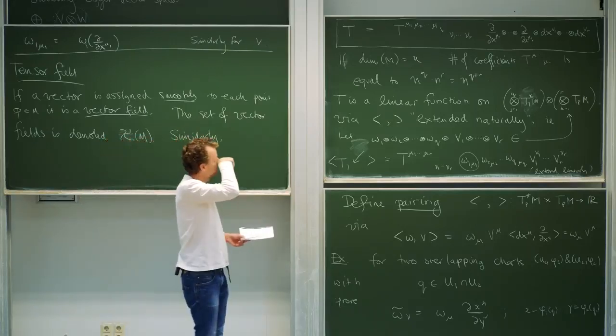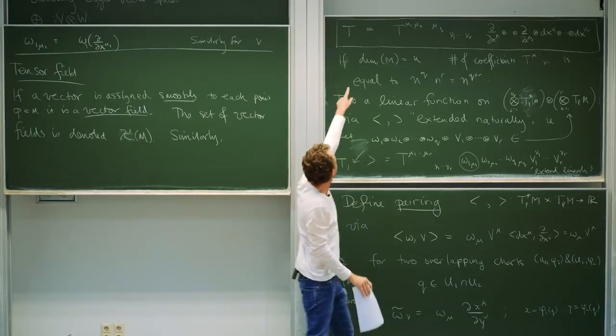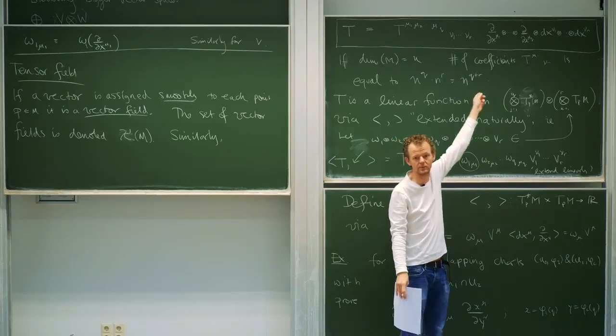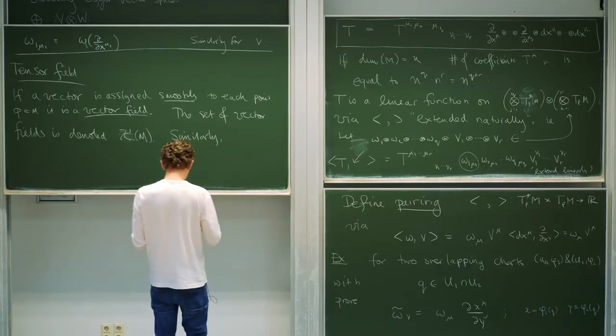And similarly, what's a tensor field on a manifold M? Well, it's something where these coefficient functions, these t mu1 through to mu q and nu1 through to nu r's, they vary smoothly across the manifold.